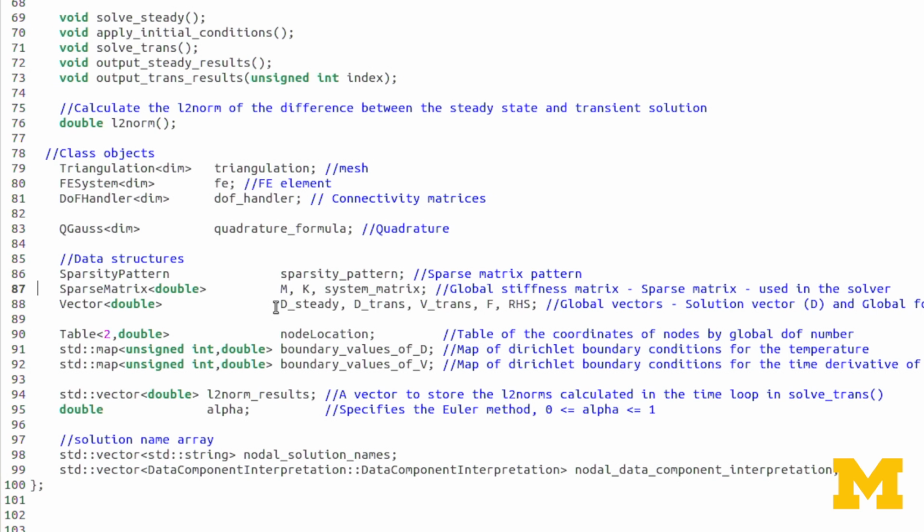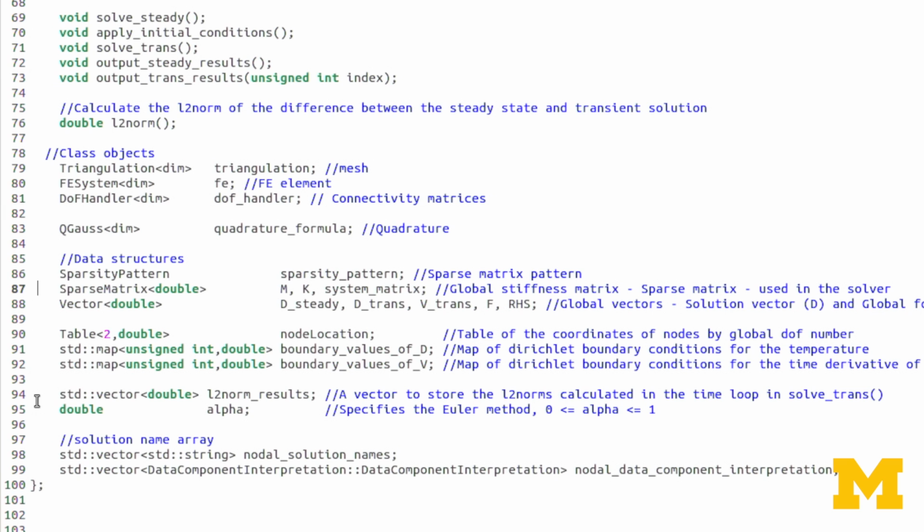V trans would also again be similar. It's the transient time derivative of the temperature at each node, either for time Tn or Tn plus 1, depending on what part of solve trans you're in. And then again, our vector F and RHS. RHS is a generic right-hand side vector similar to system matrix that you'll be populating within solve trans to solve for your Vn plus 1 vector.